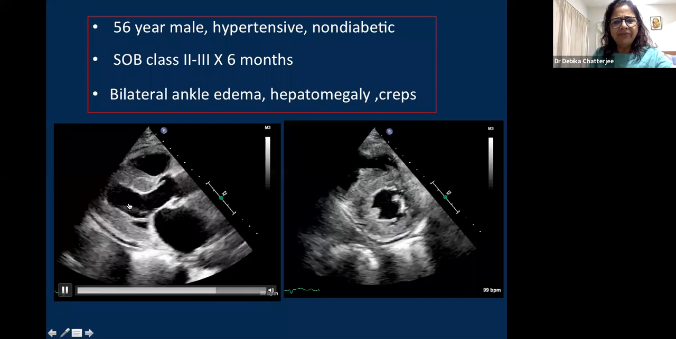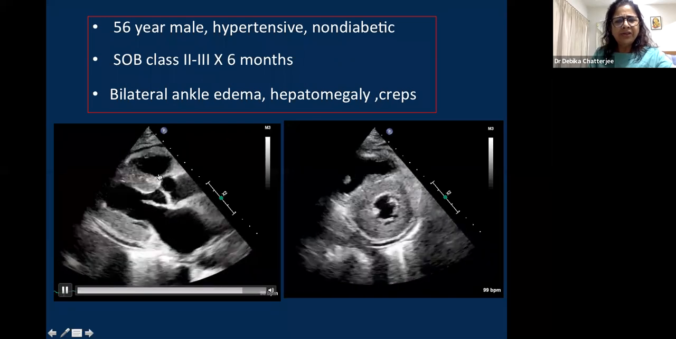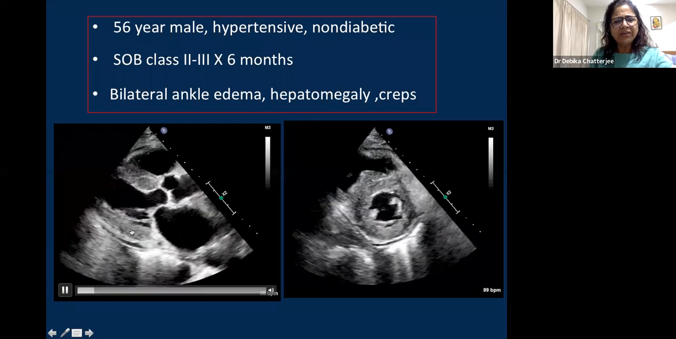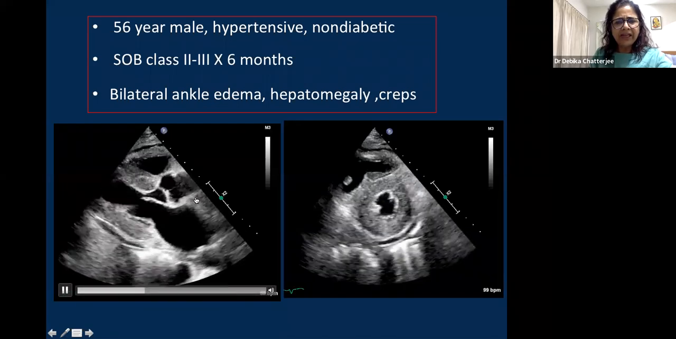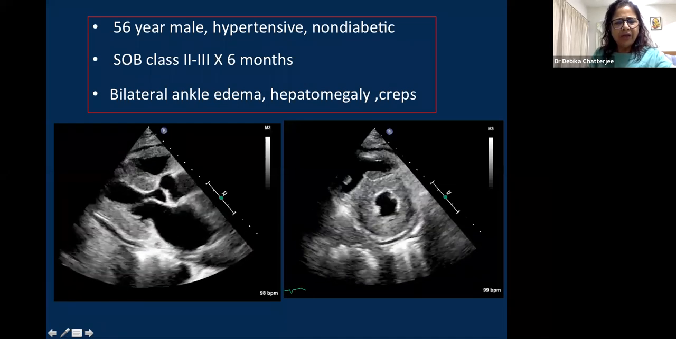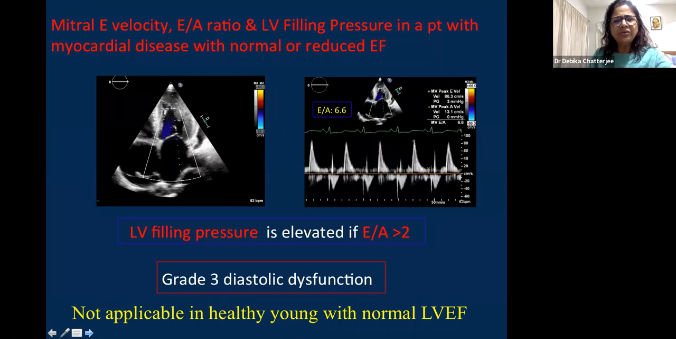Look at the LV. Look at the LA. Look at LV. LV myocardium is thickened and it's glistening. It's a case of cardiac amyloidosis. Look at LA. LA is so big. And then I measure the E and A ratio. I find that it's 6.6. Look, tall E, short A. A is almost not there. So as per the latest ASE guideline, the LV filling pressure is elevated if the EA ratio is 6.6. And it's grade 3 diastolic dysfunction.